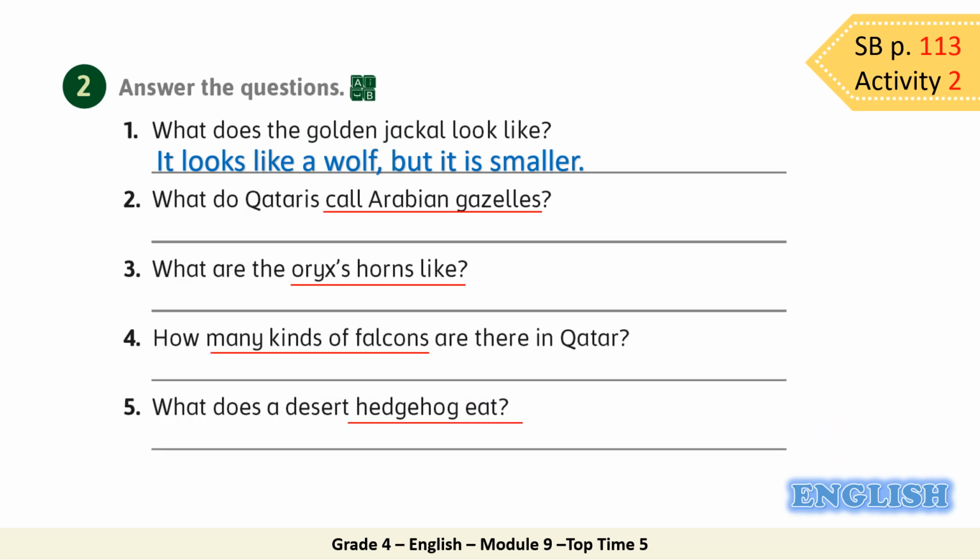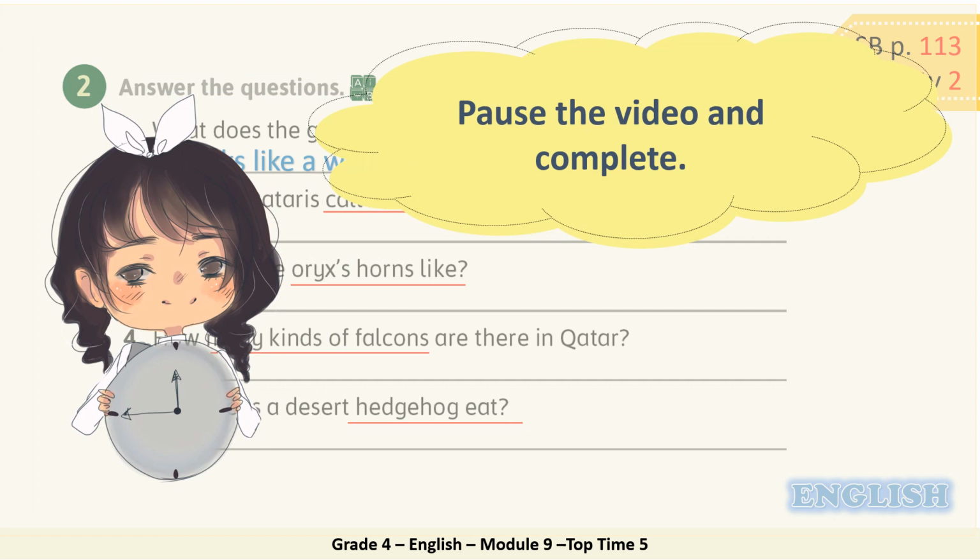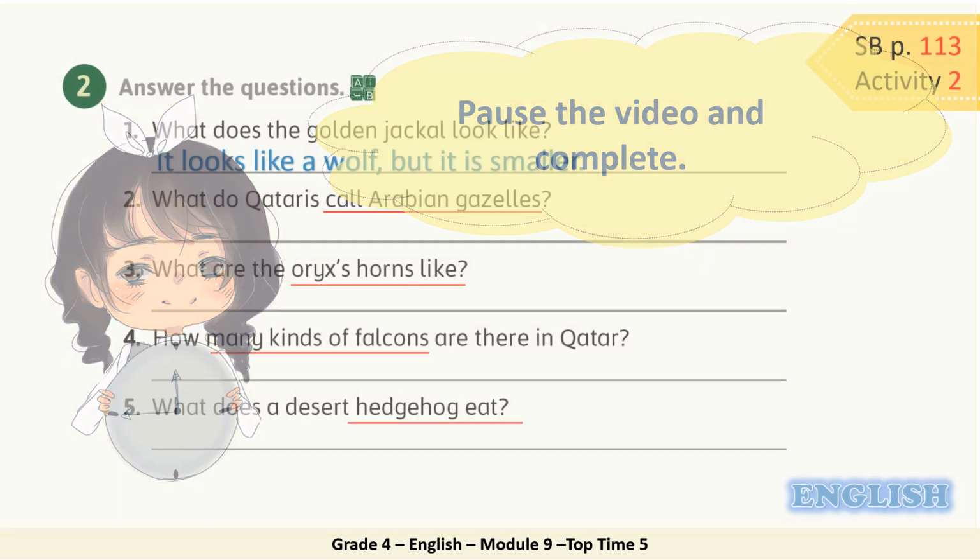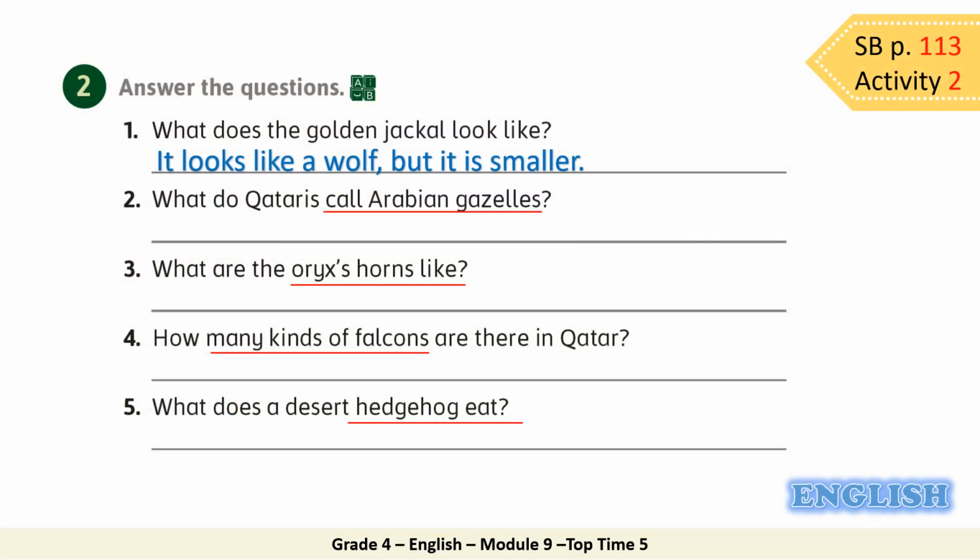Now, you have to check all the keywords of questions 2 to 5. Try to find them in the paragraphs. So pause the video and try to answer the rest of the questions on your own. Welcome back. Let's check our answers together.